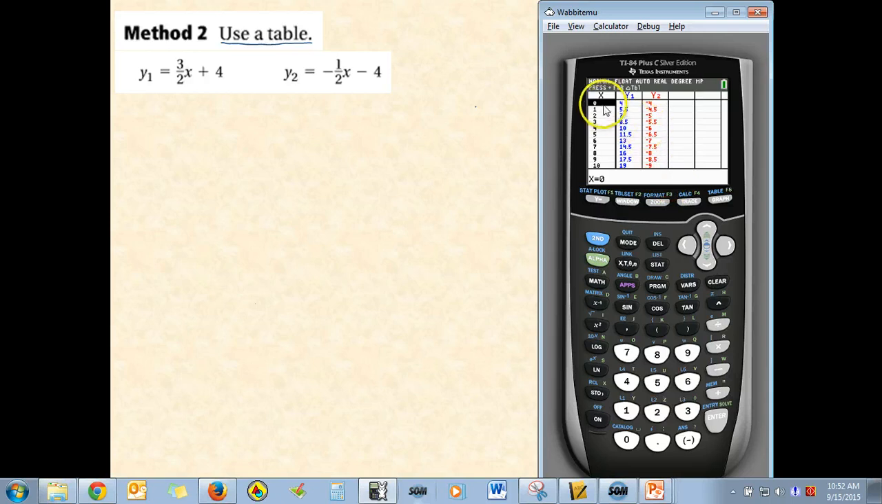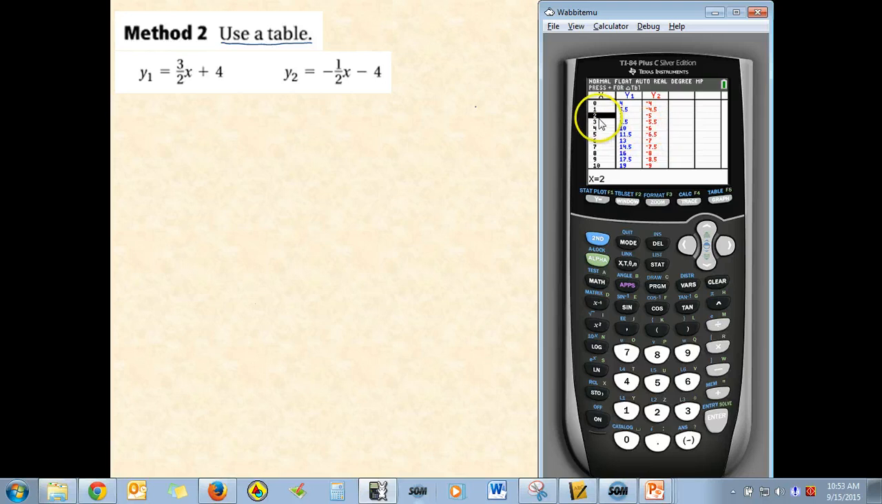What we want to look for is an x value that makes both of the y values the same. So look at the y values. When x is 0, we got 4 and negative 4. Those are not the same. When x is 1, the y1 value goes up and the y2 value goes down. So as our x values increase, our y1 and y2 values are getting further and further apart.